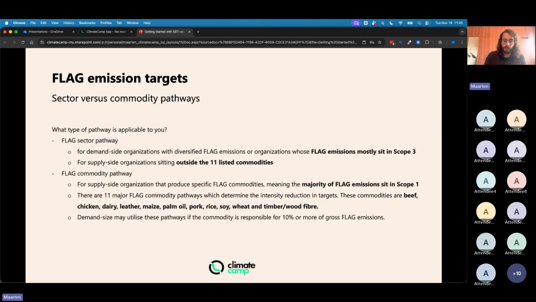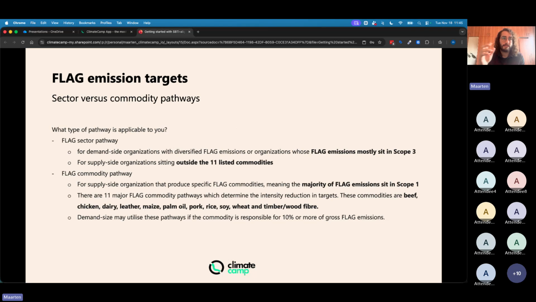Now, a last remark when it comes to FLAG, you have two types of pathways. It's the FLAG sector pathway or the FLAG commodity pathway. What does this have to do with? It has to do with whether you are a demand organization. Are you buying or purchasing agricultural goods, or are you supplying them? So are you creating a lot of agricultural goods?